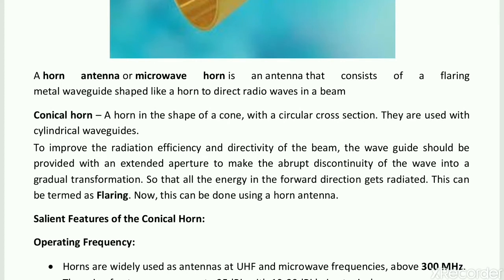To improve the radiation efficiency and directivity of the beam, the waveguide should be provided with an extended aperture to make the abrupt discontinuity of the wave into a gradual transformation, so that all the energy in the forward direction gets radiated. This can be termed as flaring, which I have already explained. So what is the use of this flaring and what is the objective of providing this flaring at the opening of the waveguide? Now this can be done using a horn.